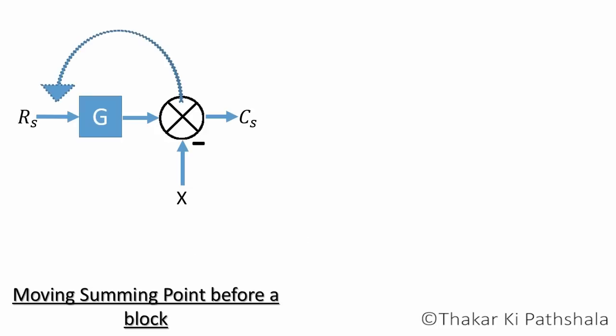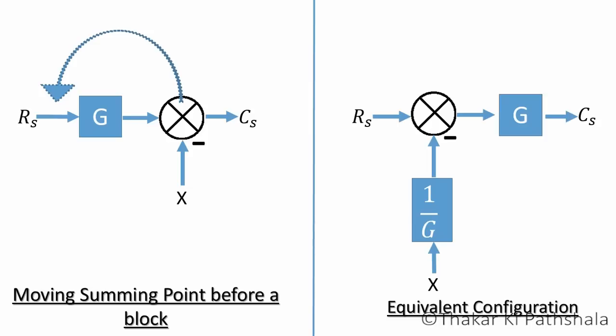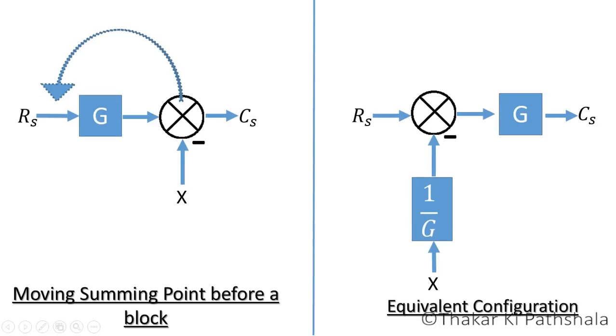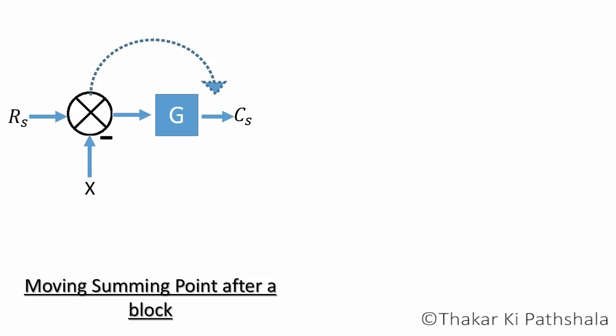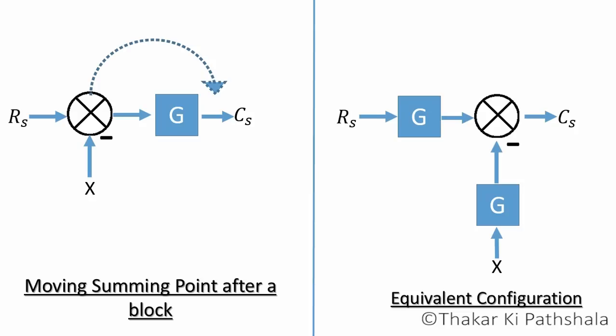If we move a summing point before a block, then the inverse of the gain of the block will be added to the path of the summing point as shown in the figure. Rule number 6 is about moving a summing point after a block. If you want to move a summing point after a block, then the gain of the block will be added to the path of the summing point as shown in the figure.